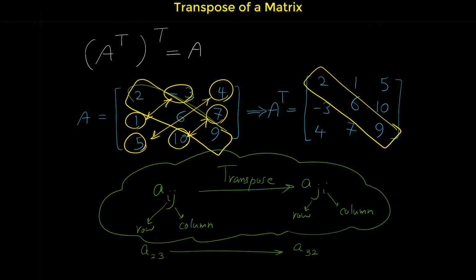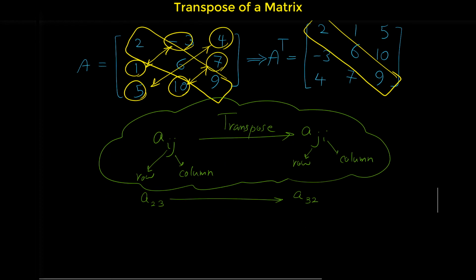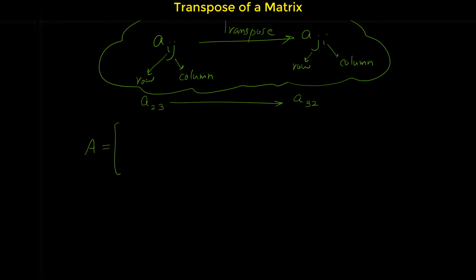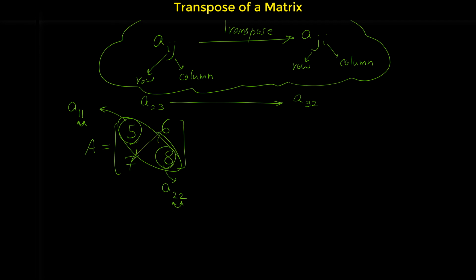But because the elements on the diagonal of a matrix have the same row and the same column, when we transpose the matrix, the position of those elements doesn't change. Note that when we have a square matrix, say 5, 6, 7, 8, what is the position of this element? This element is at position 1, 1, and this element is at position 2, 2. If we switch 2 and 2 and 1 and 1, nothing changes. So these two elements keep their position, but 6 and 7 change their position.